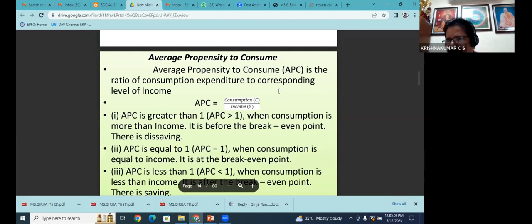10,000 is our income, 5,000 I am planning to consume. That means 50% of my income I am planning to consume. 0.5 means 50% when we express it as a percentage. So the ratio between consumption and the corresponding level of income. Then we can ask questions to them. See, the main features of APC are there. I have given them directly, but you try to get all these from your students.